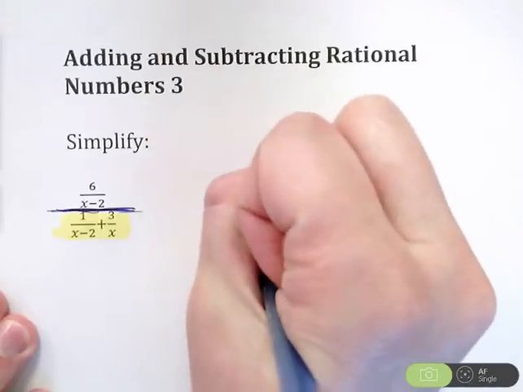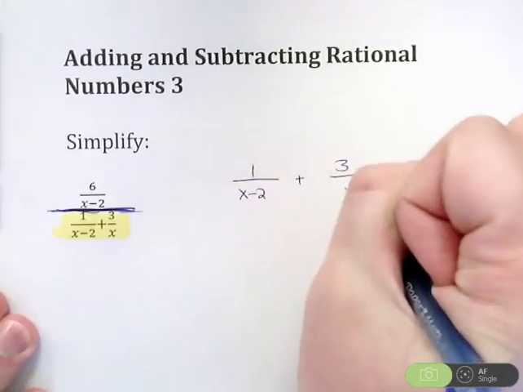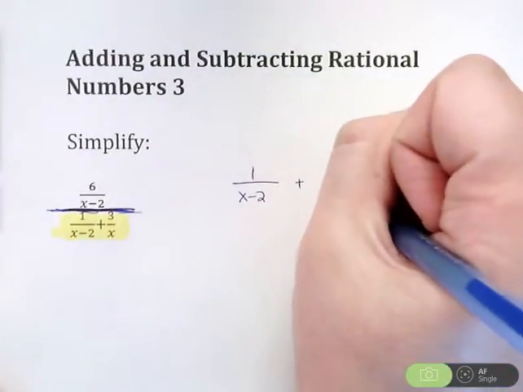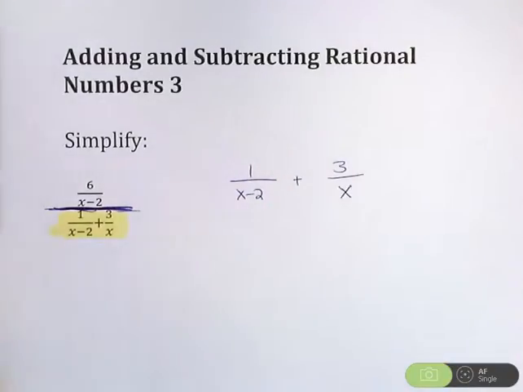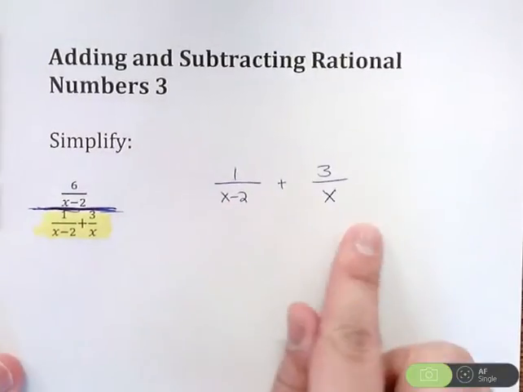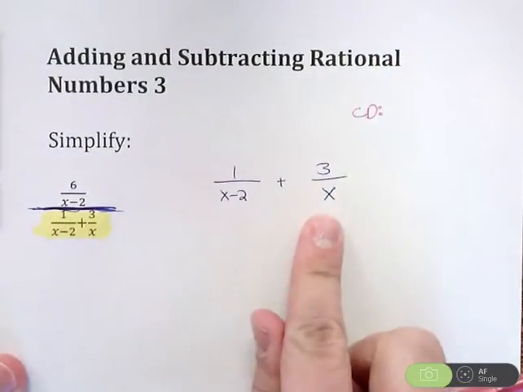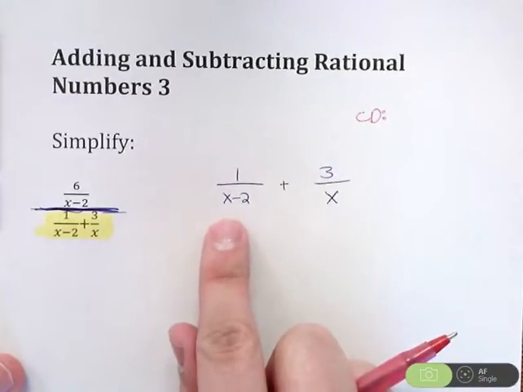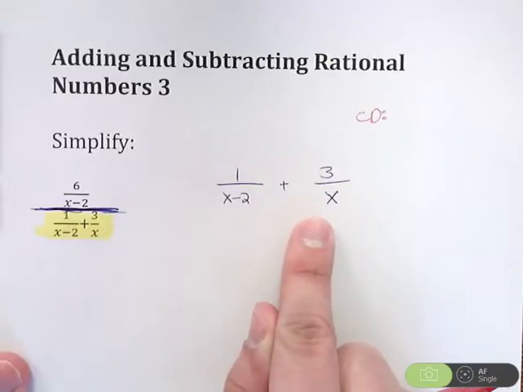So what I have is 1 divided by x minus 2 plus 3 divided by x. I'm going to simplify the bottom first, which means I'm going to take care of this addition here. So we're going to use knowledge we know from earlier and do this addition. What I need is a common denominator if I'm ever adding and subtracting. Before I get to a common denominator, I would like my denominators factored. So x minus 2 is factored and x is factored.